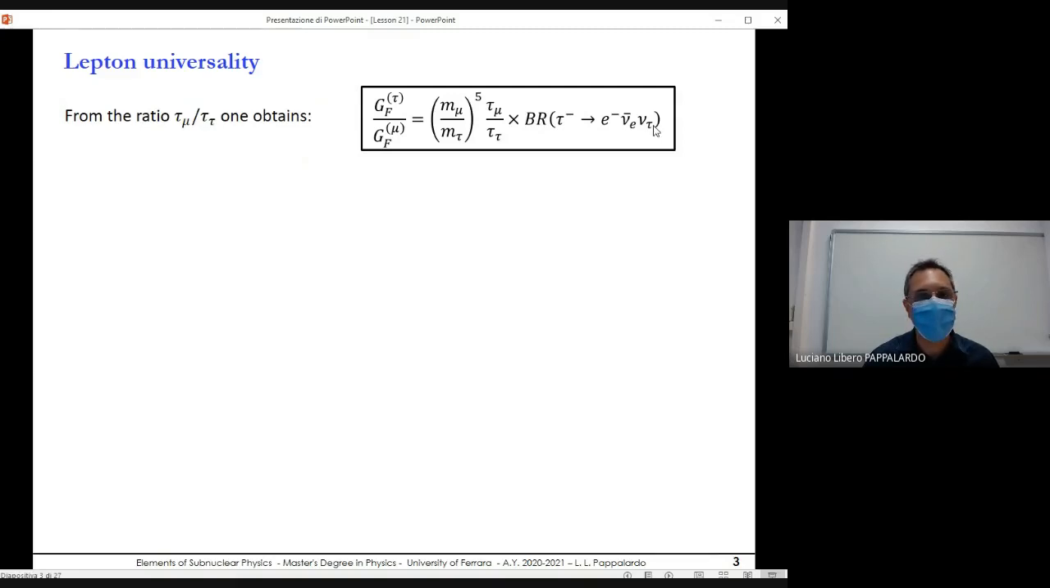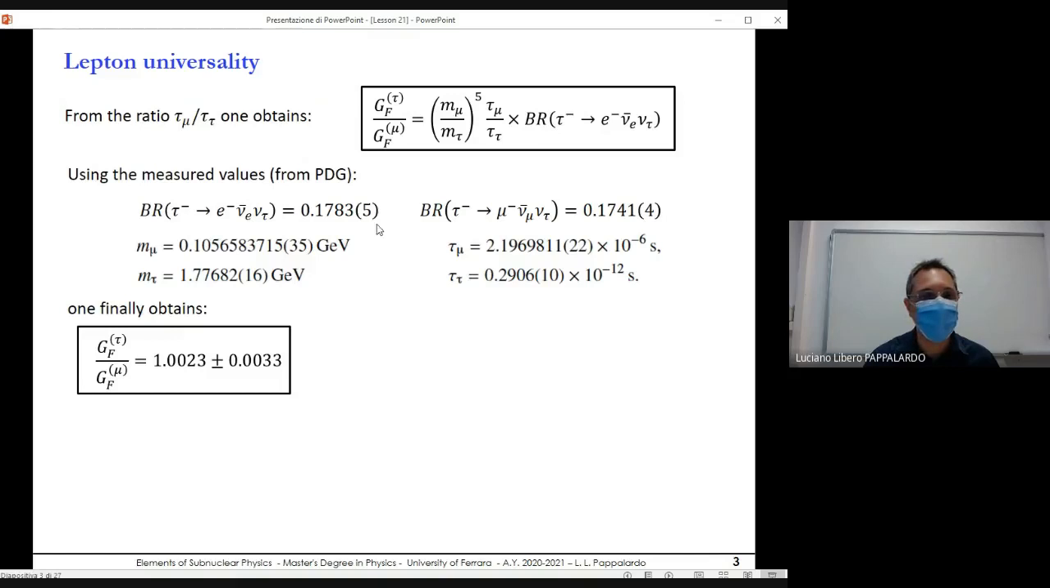Now we can put the numbers into this formula and see what happens. So let's calculate this ratio of couplings. The numbers we take from experiments. We know from experiment the branching ratio for the tau into electron is 0.18 or so. We know the mass of the muon and tau. We know the decay time of the muon and tau. And once you put all these numbers together in this formula, you obtain that the ratio of the two couplings, at the tau vertex and at the muon vertex, is essentially consistent with 1. So the coupling for the tau and the mu is the same.